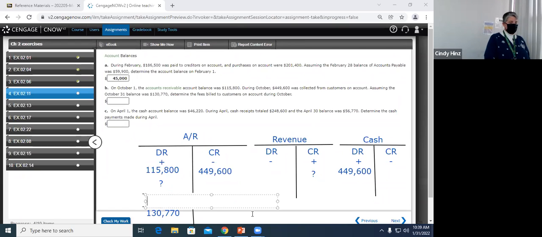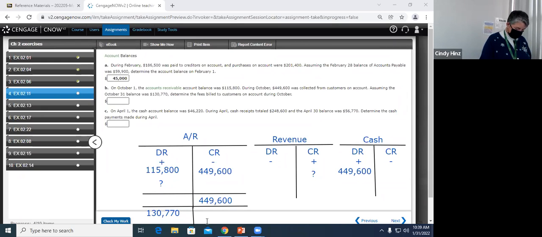I can't find the total of the debits, but what do I know? I know the ending balance and I know the credit total. So to find the debit footing, it must be the total of the credit footing plus the ending balance. So 449.6 plus 137.70. And it is 580,370. Is that what everyone else got? 583.70.